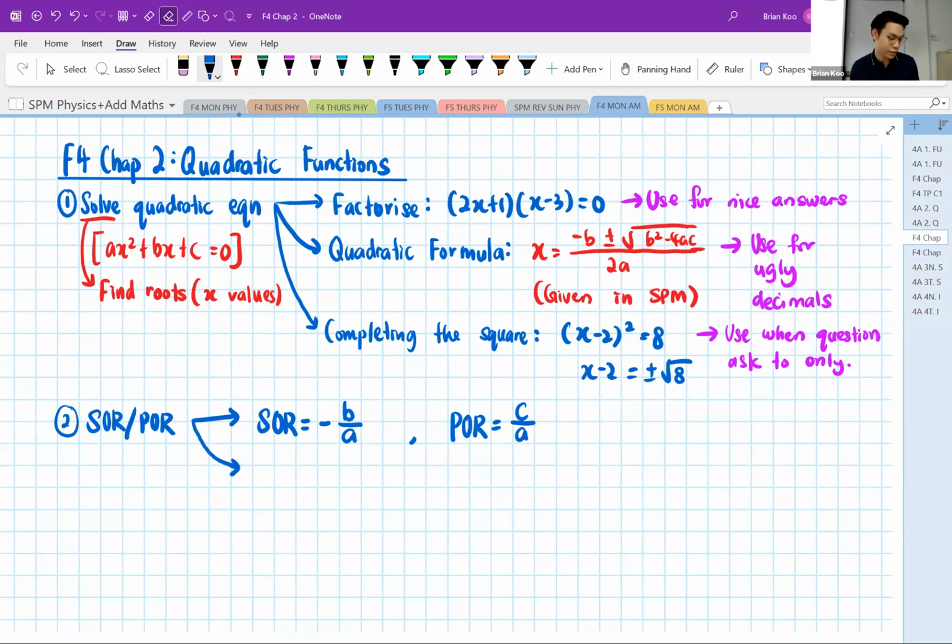The second thing that you need to know is how to form an equation using SOR and POR. You might want to remind yourself that SOR is usually accompanied with this negative, and POR is usually the positive one. That's all for number 2.